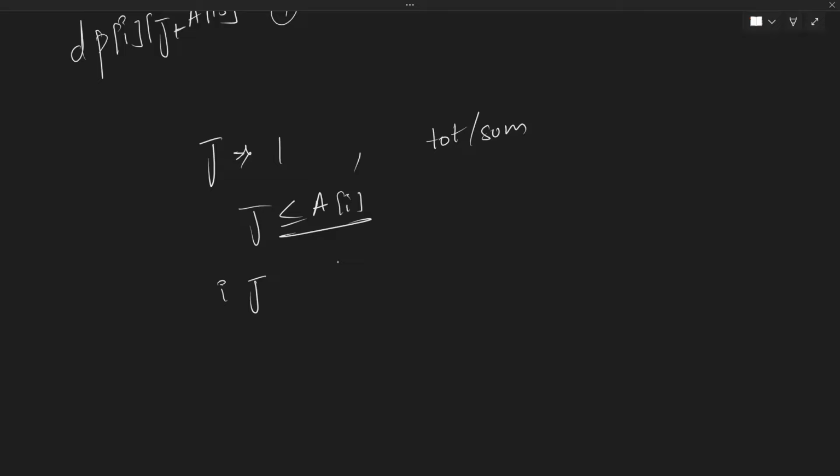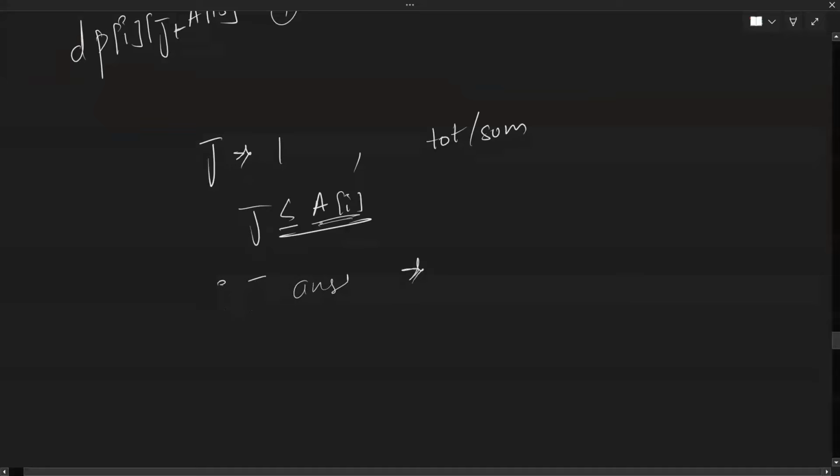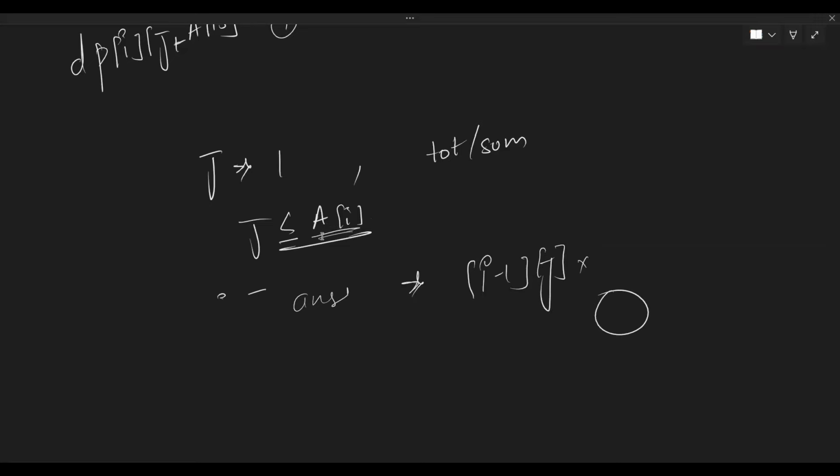Why? Because right now you're considering all the sets which have this ith color, right? So if it's less than or equal to, then either you are not including this i, or if it's equal, then you're including only this. So in those cases, we can just add what was previous: i minus one, j, and in this you can multiply the total number of ways in which you can select the ith color, ai.